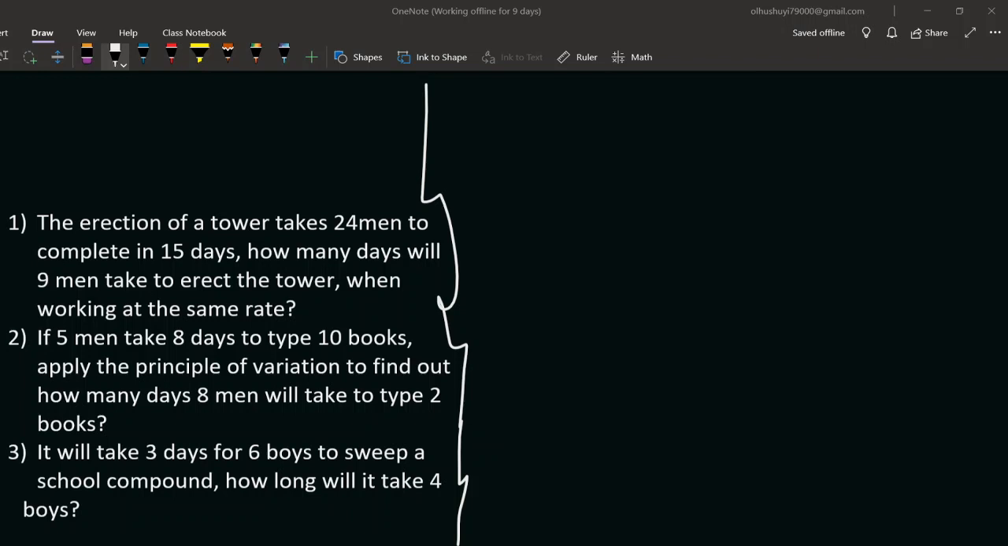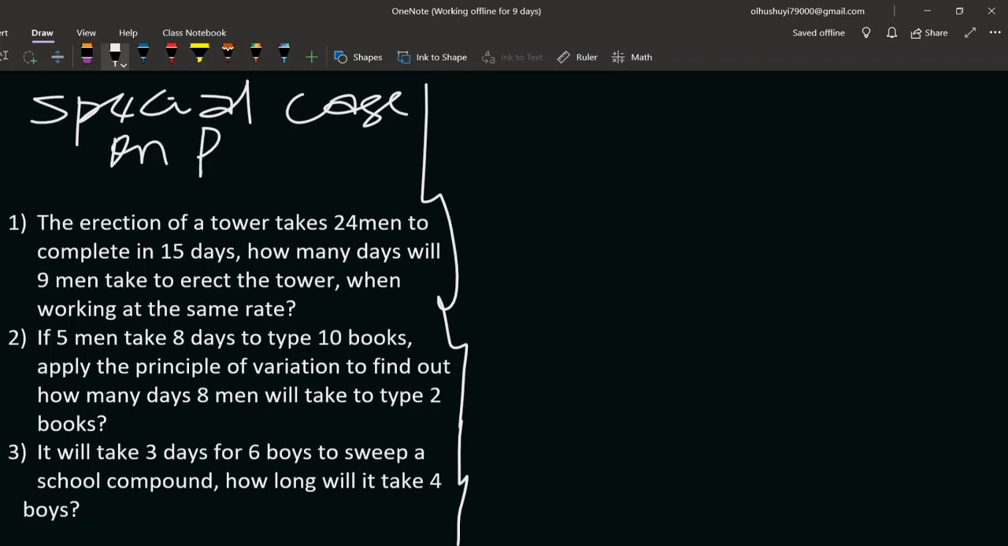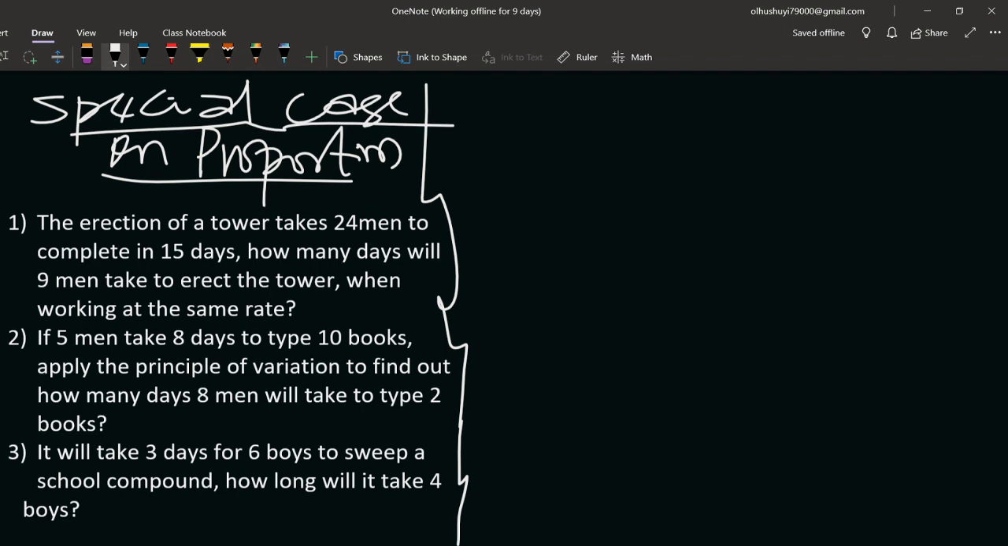Today we'll talk about a special case of proportion. We're still on proportion. We realize why we cannot use the direct and inverse proportion to solve these problems. Let us see question 2.